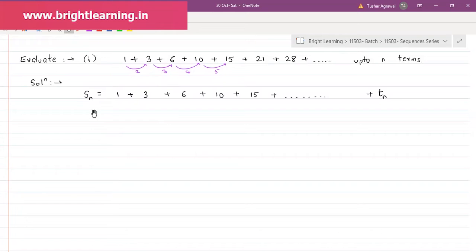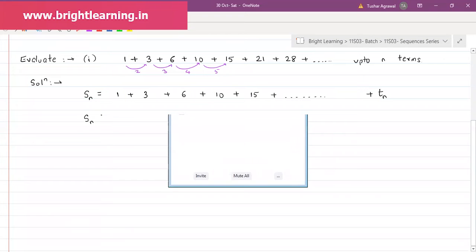Okay. See, Sn is equal to 1, 3, 6, 10, and so on. What I will do is write Sn again, but now I will shift the sequence one term ahead. So 1 here, 3 here, 6, 10. The same sequence in the same order, no change in order, but shifted one position forward. And here the last term will be Tn, and here it will be the n minus 1th term.